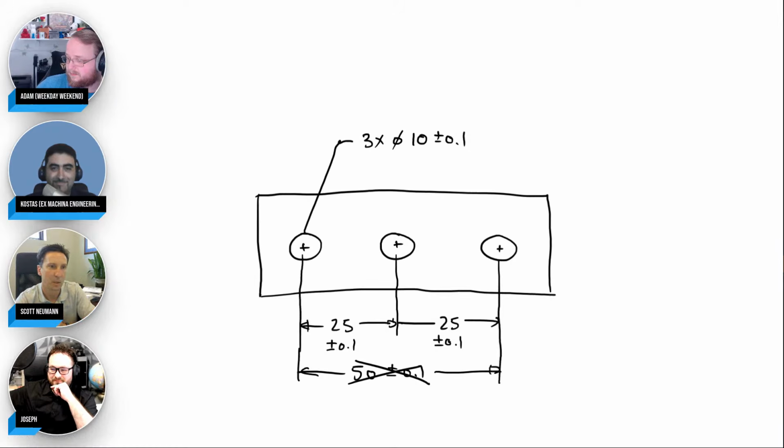Well, wait a minute. What's the possible distance between the first and the third? Yep. There you go. Same thing. Plus or minus 0.2. So then people say, oh, no problem. Why don't we just do all 3 of them? Can you do that?